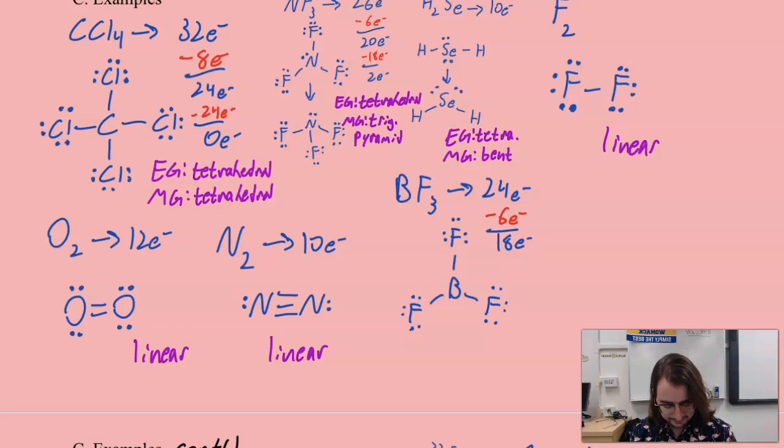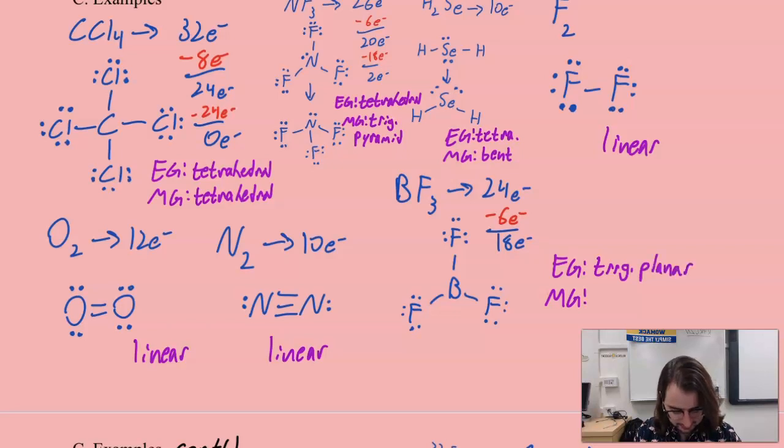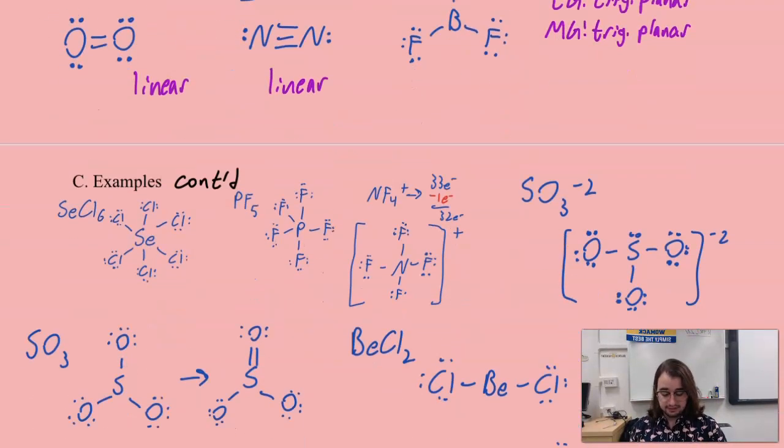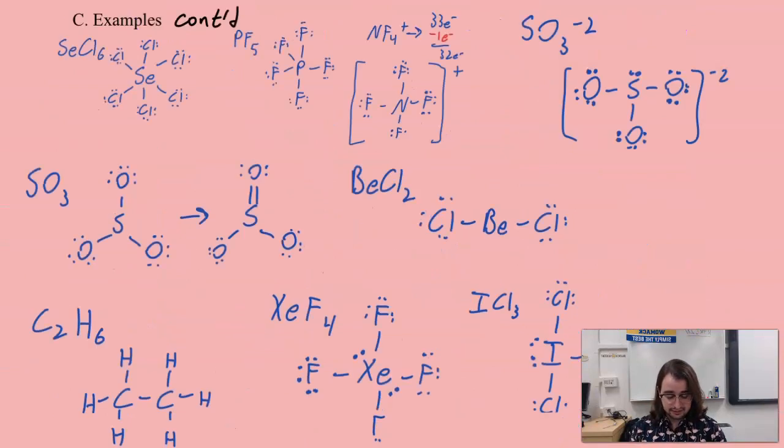So, why don't you take a second and think about this one? You can pause me if you need to. Well, three things attached to the central atom, so I'm going to call that trigonal planar. And there are no lone pairs, so the molecular geometry is the same thing as the electron geometry, trigonal planar. Easy as that.